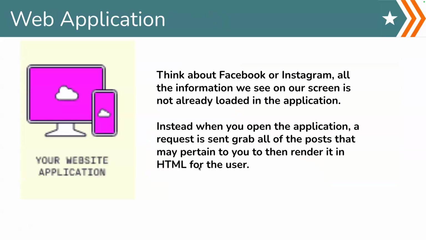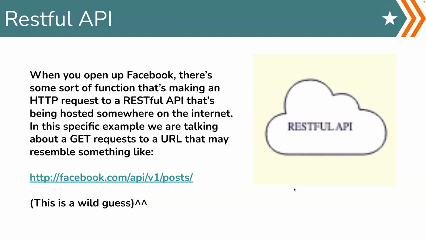All right. So there we go. So think about Facebook or Instagram. All the information we see on our screen is not already loaded in the application. Instead, when you open the application, a request is sent to grab all the posts that may pertain to you to render it into HTML for the user. Now, the RESTful API design is when you open up Facebook, there's some sort of function that makes an HTTP request to a RESTful API that's being hosted somewhere on the internet.